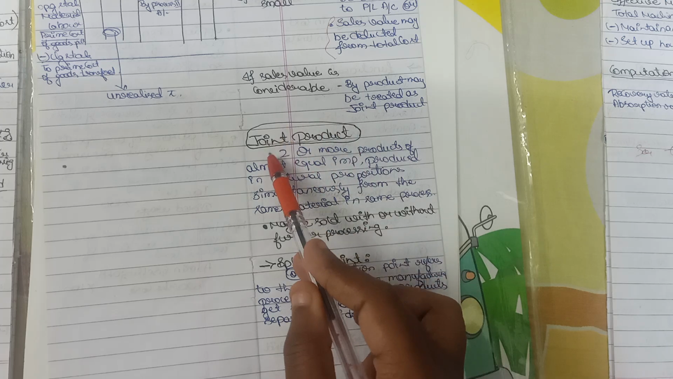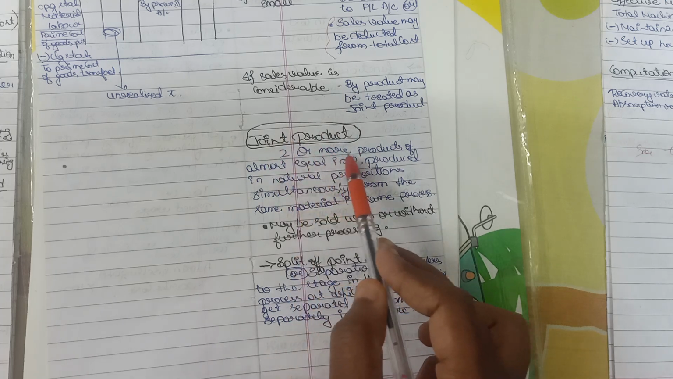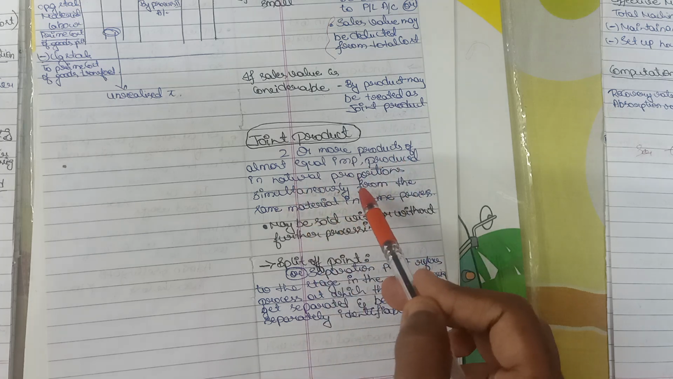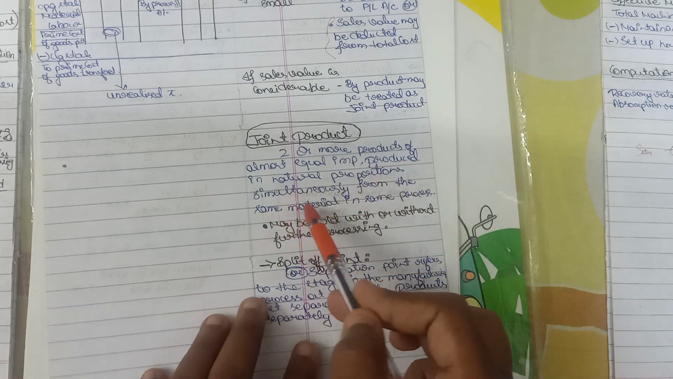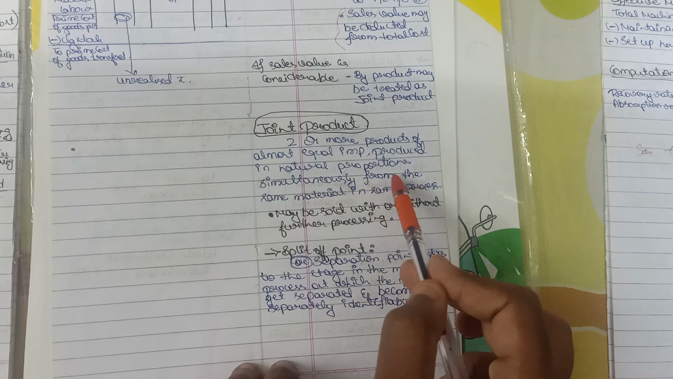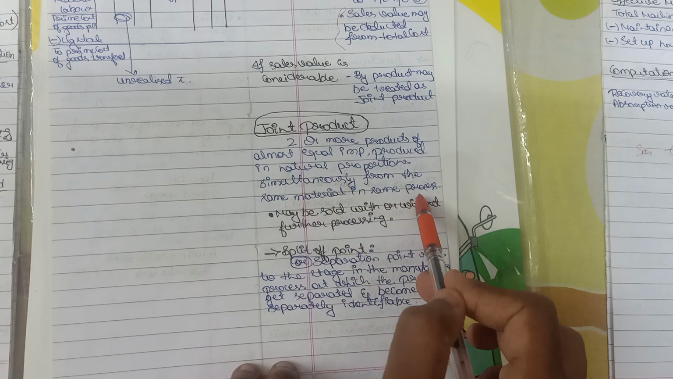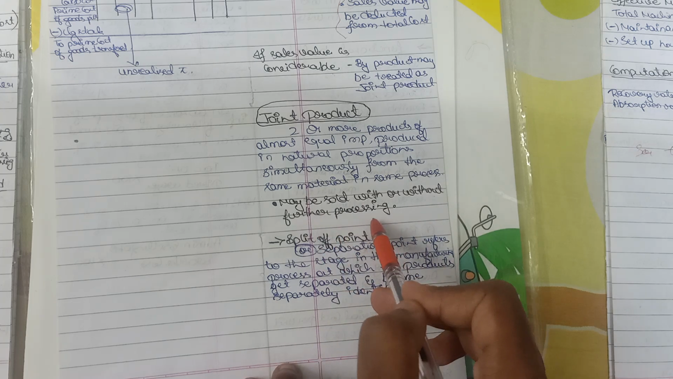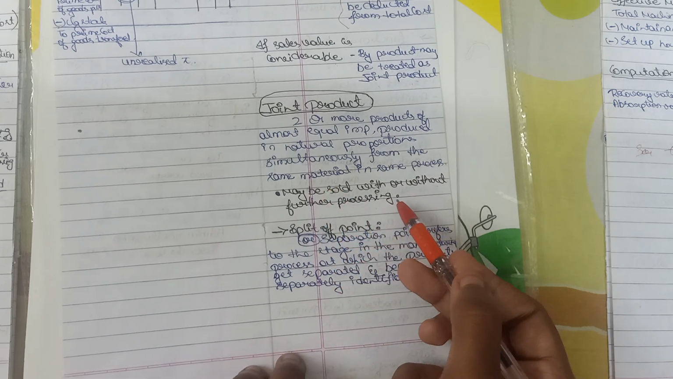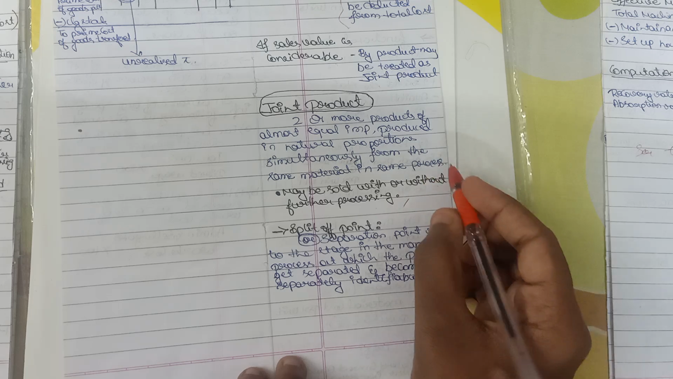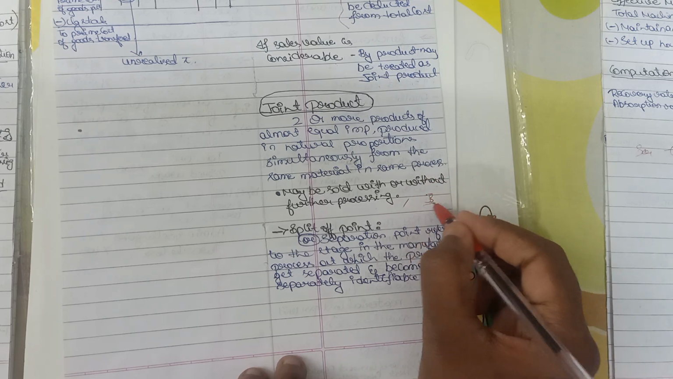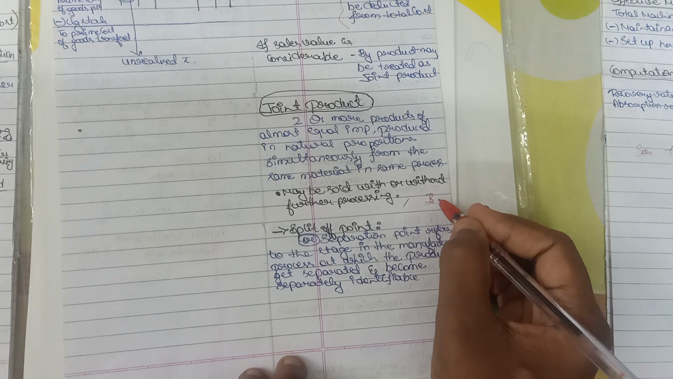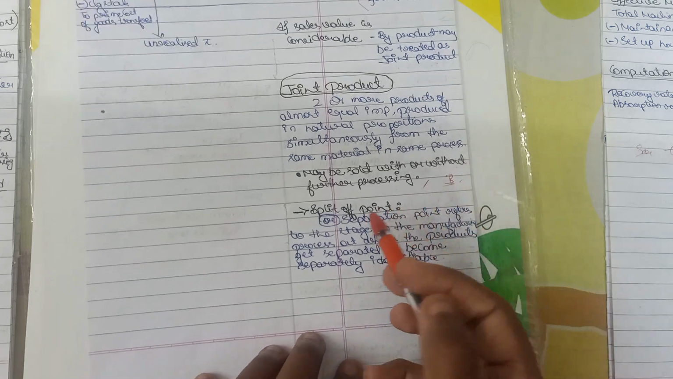We have stopped here, that is joint product. Two or more products of almost equal importance produced in natural proportion simultaneously from the same material in same process may be sold with or without further processing. That means it can be sold in the middle also, like if it has 3 processes to be completed, it can be sold in process 2 also. It can be sold after completing 3 processes also.